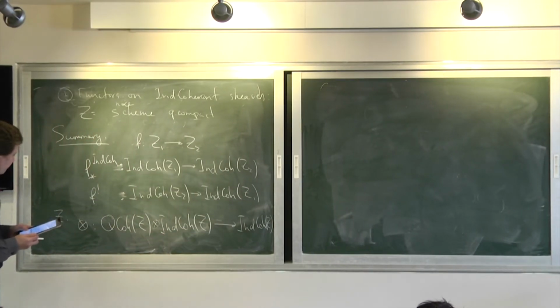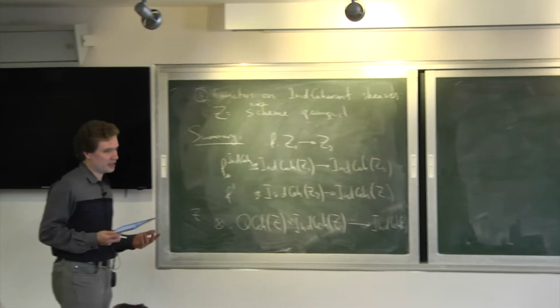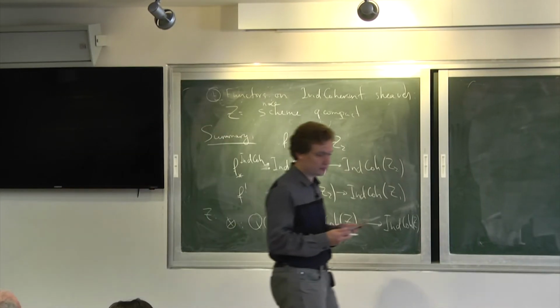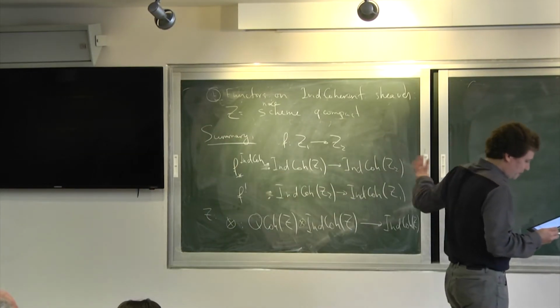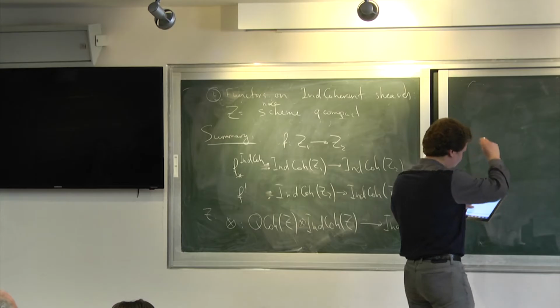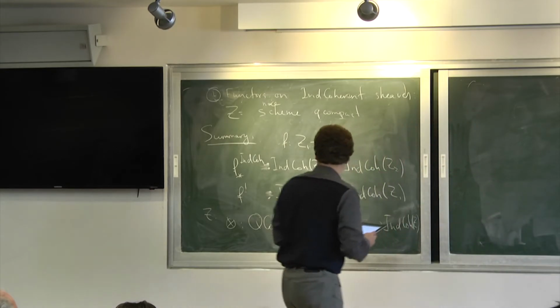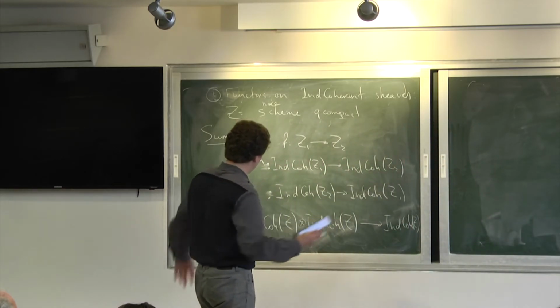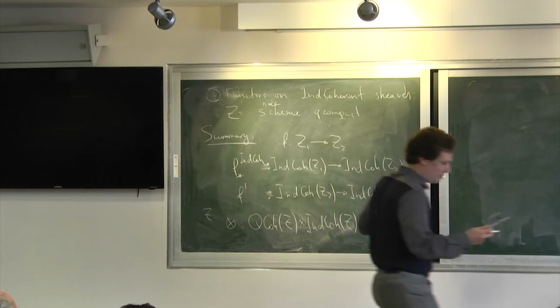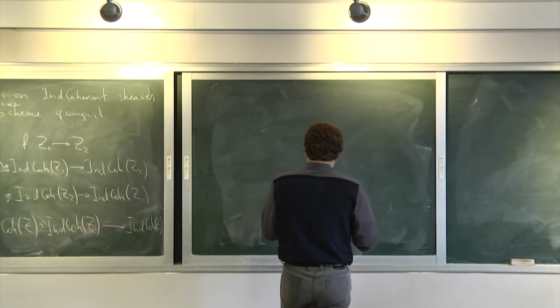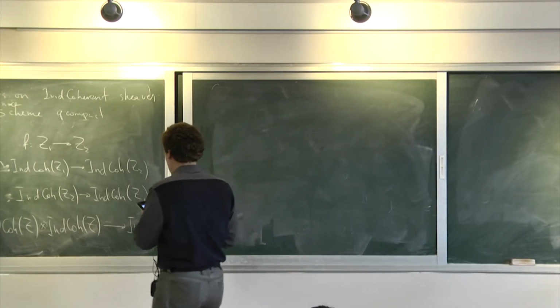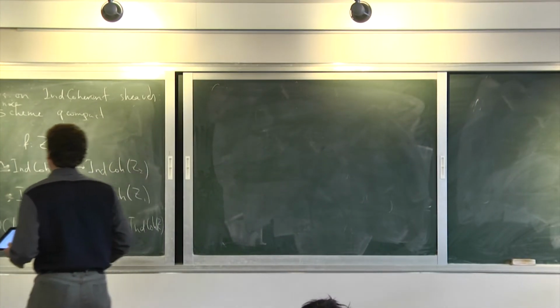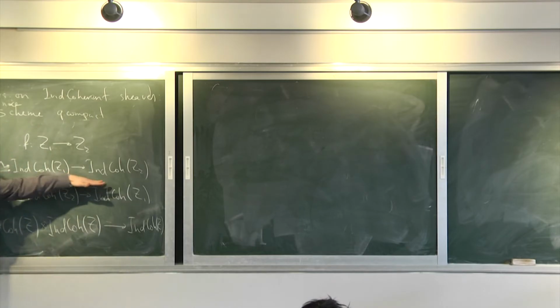Like the shriek tensor product on IndCoh. Again, I'll just put the most famous tensor product on the board and be done with this. Okay, and just quickly, for example, let's say we want to define this functor.